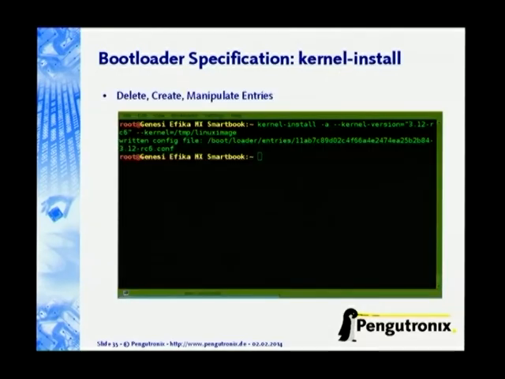Okay, so what can you do with a bootloader specification when you have the system up and running? This is an example here from the famous Smartbook netbook, which was one of the first ARM-based netbooks, with an i.MX51 or something like that, Cortex-A8 CPU in the 800 megahertz range. And if you have that up and running, you can use that kernel-install command here, which is coming from the systemd project. And you can, for example, just tell it that you want to install another kernel here.